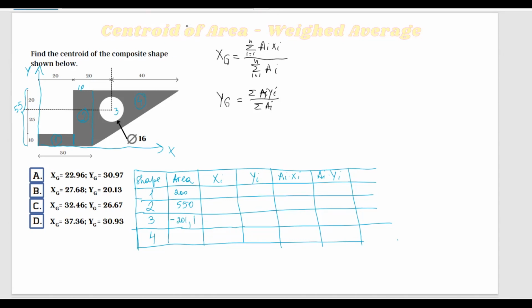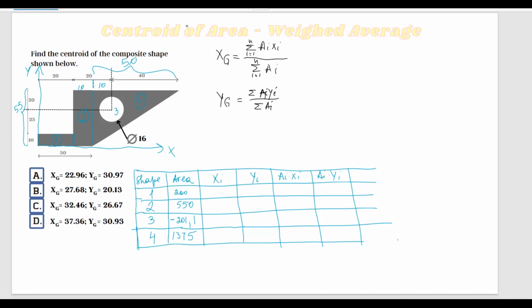201.1. And then number 4 is this entire triangle, which is 40, and then this is going to be also 10 here, another 10. So the entire length of this triangle is 50. And the height, we have it as 55. So the area of this triangle is going to be half of 50 and 55. This is 1,375.